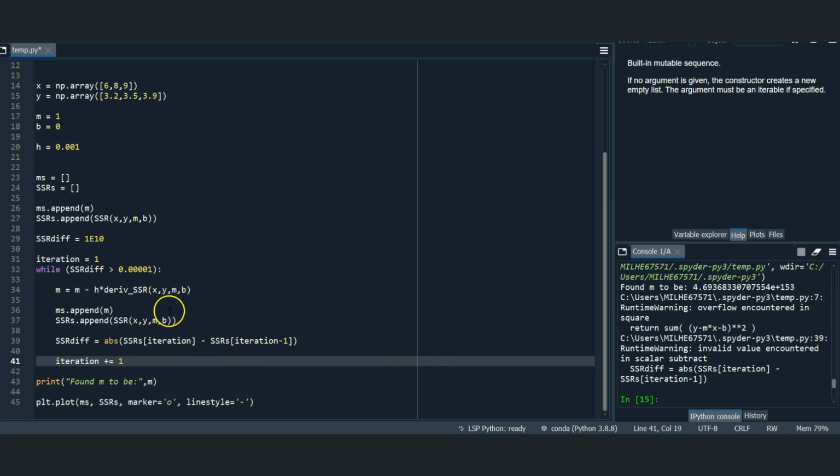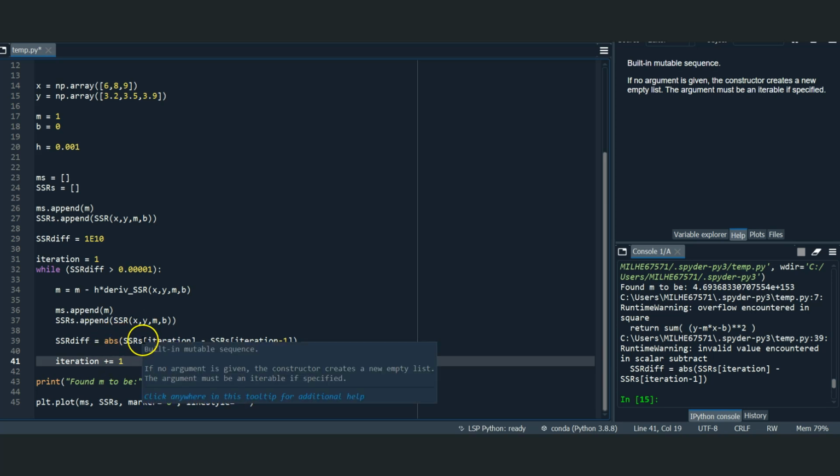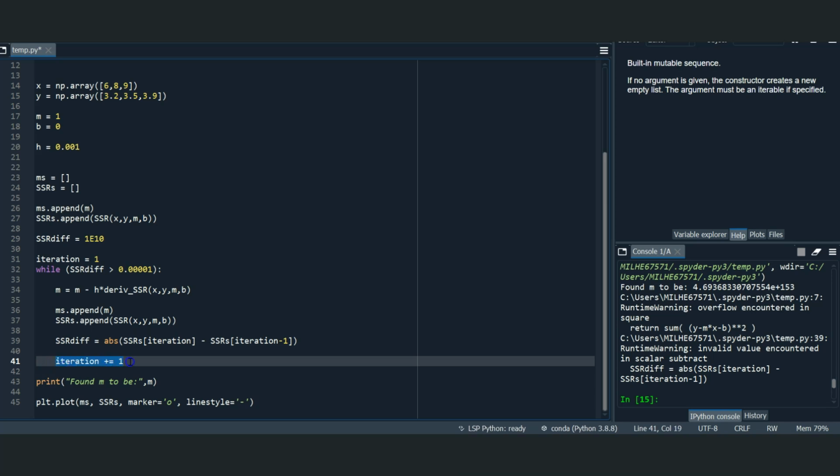It really should be positive, right? Because I want to make sure I'm always decreasing the SSR. So the current one should always be negative. But anyway, so that I could set that to be greater than 0.00001, I'm going to take the absolute value of it. And then I'm going to increase the iteration.